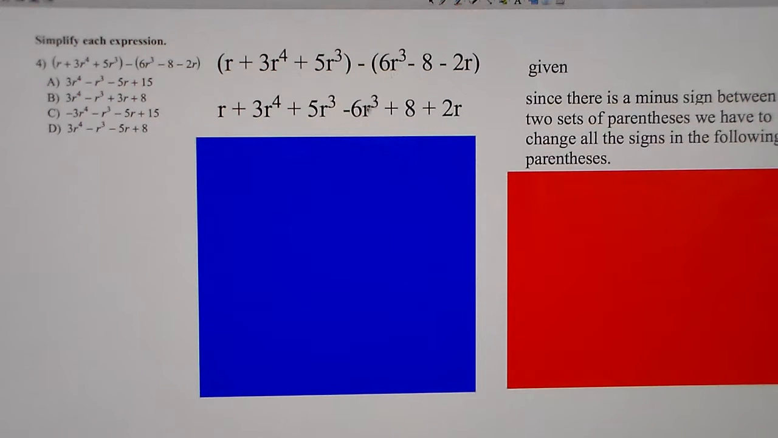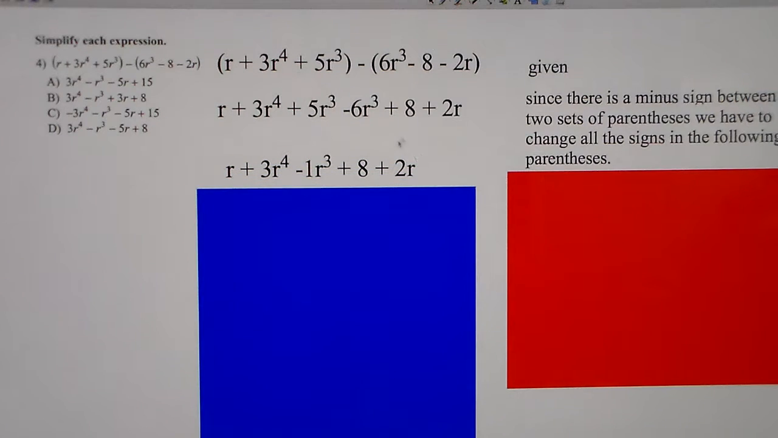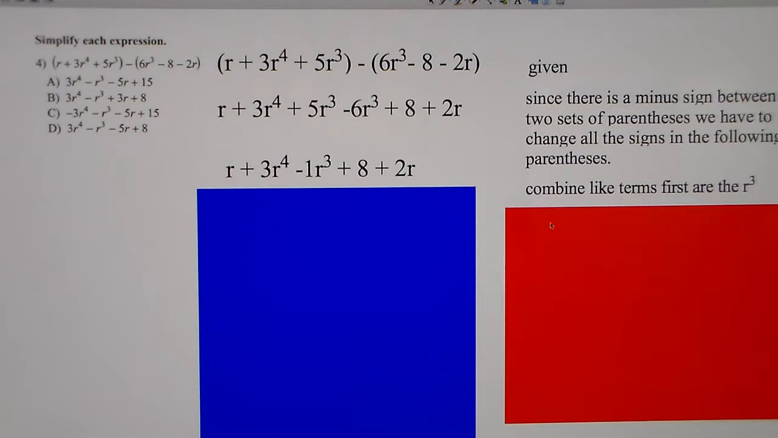The positive 6r to the 3rd changes to -6r to the 3rd. -8 gets you +8. Negative and -2r turns into a +2r. So we changed all the signs here on our second parentheses. We then combine like terms, all the r to the 3rd, so the -6r to the 3rd and the +5r to the 3rd. You combine those like terms and you get -1r to the 3rd.